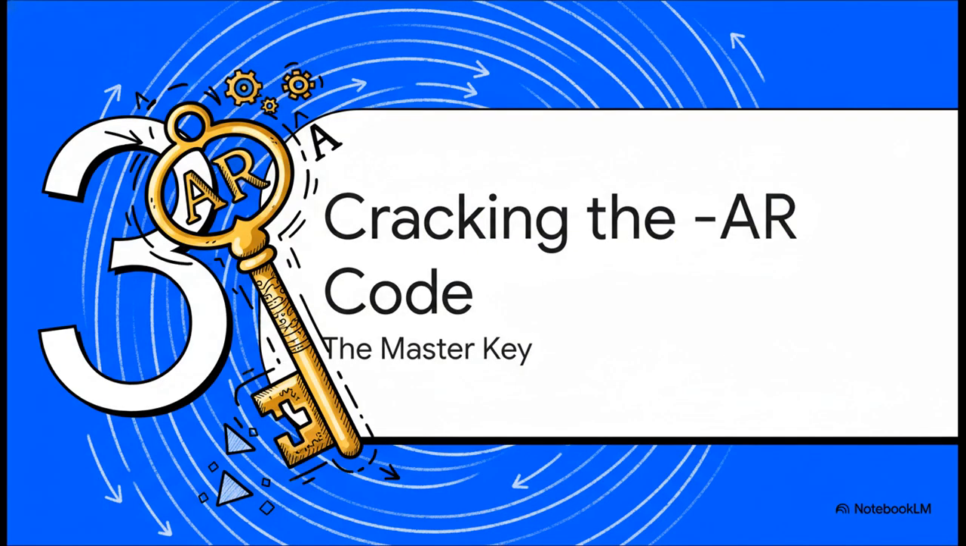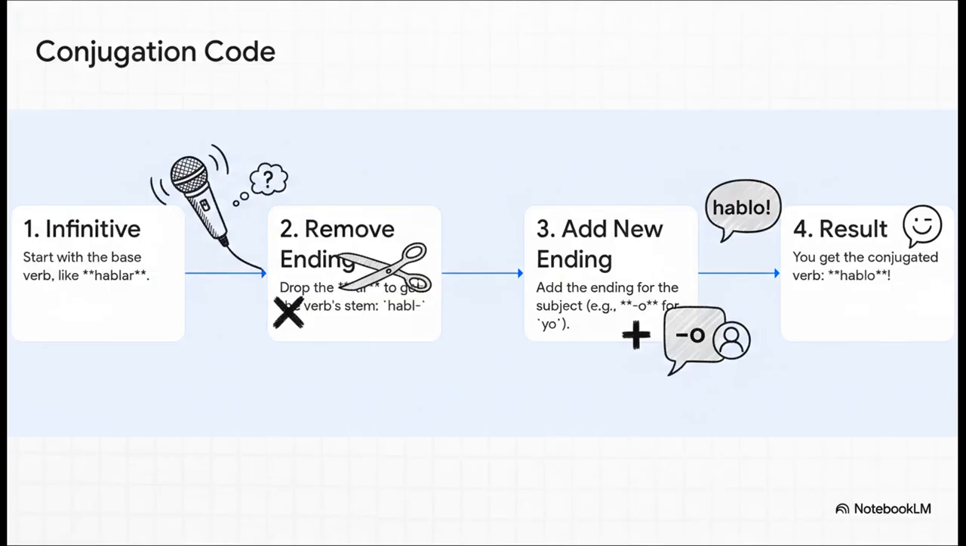All right, let's get our hands dirty. We're going to start with the biggest, most common verb family, the AR verbs. If you can nail this one, you've basically got the master key to the whole system. And the process is ridiculously simple. It's the same couple of steps every time.